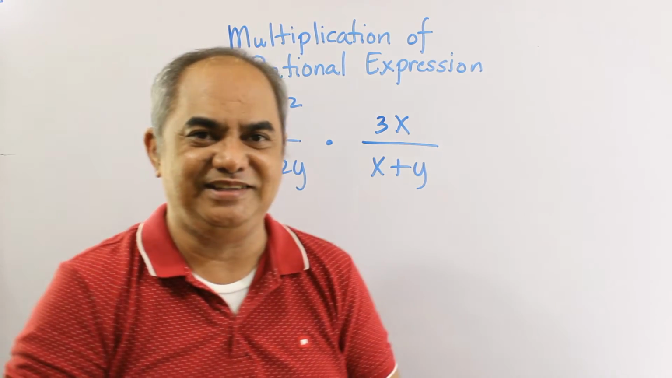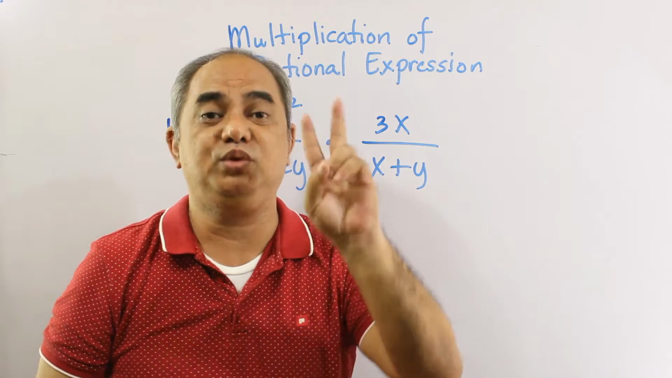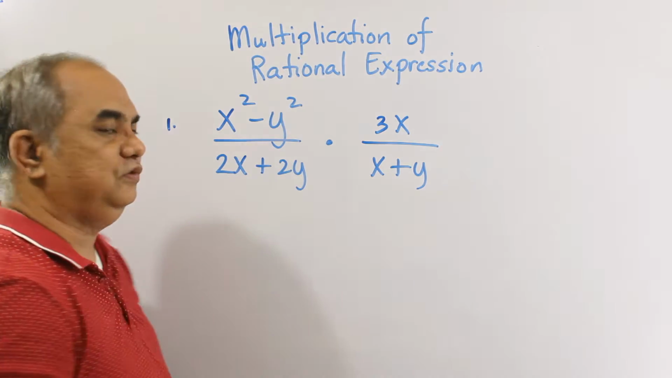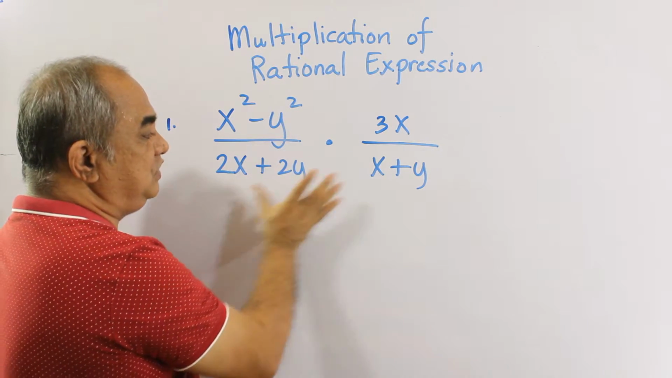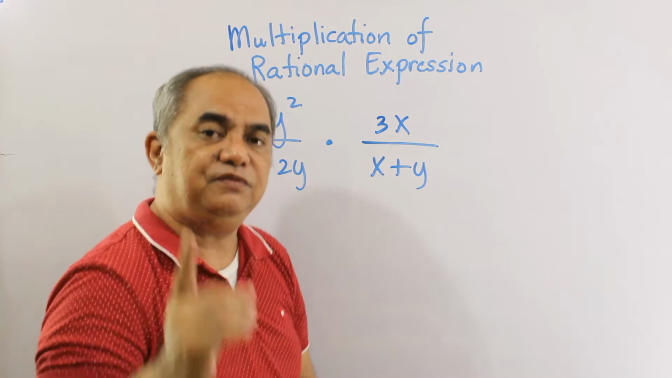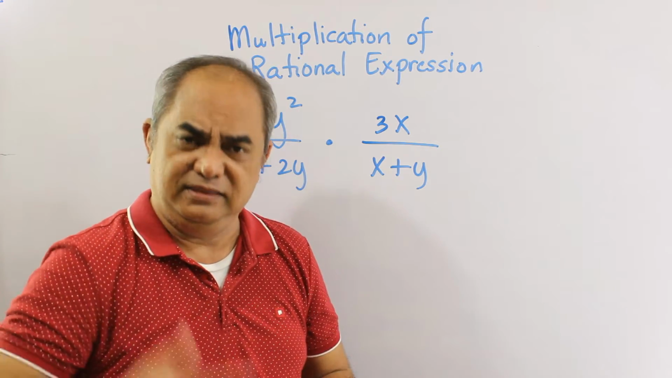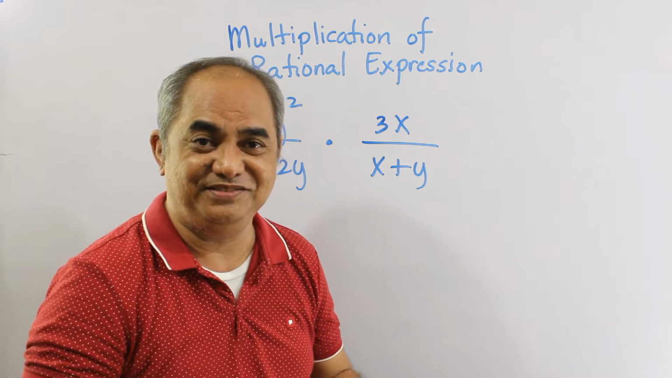Alright, remember this. This is very easy, but you have to listen carefully. We have 2 steps only. The first step, you're going to factor the numerator and the denominator of each factor. We have one factor here and another factor here. If the numerator or the denominator is factorable, then factor it. If not, just copy.